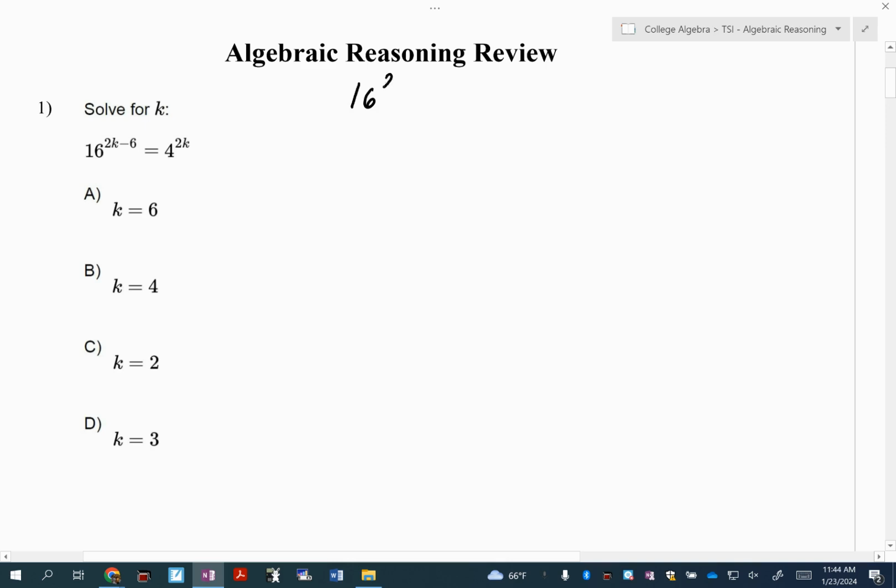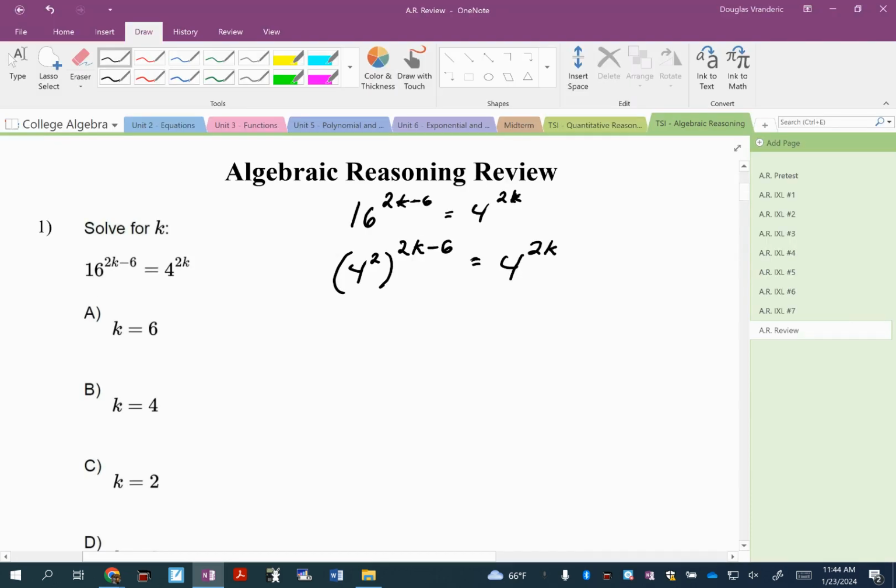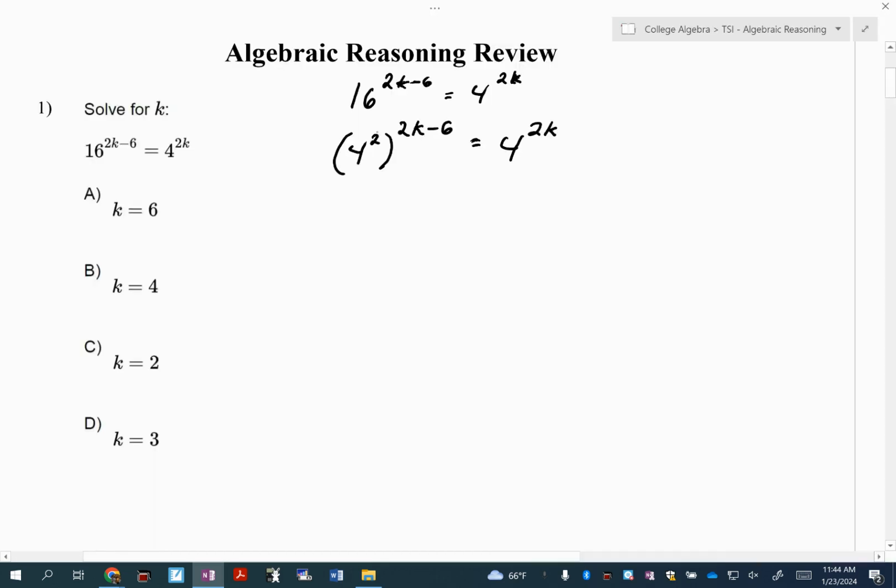So let me copy the problem for you. All right, so let's rewrite 16 using a base of 4. That would actually be 4 squared. Copy down 2k minus 6, copy the right side. And then remember we did this in the first semester. This 2 that you put in there to be 4 squared is going to distribute onto both the 2k and the minus 6. So it's going to be 4 raised to the 4k minus 12 power.